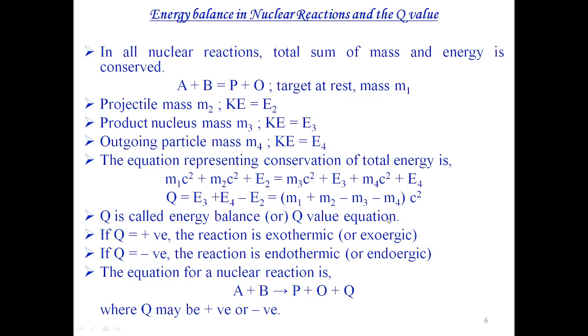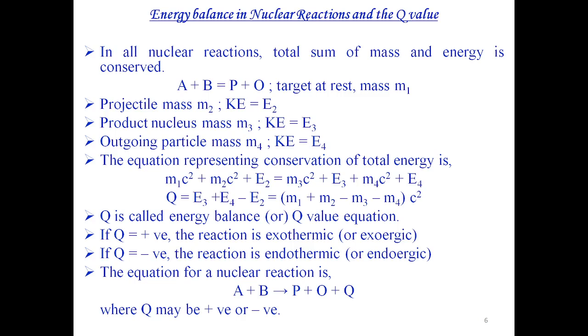So now let us discuss the energy balance in nuclear reactions and the Q value. In all nuclear reactions, the total sum of mass and energy is conserved. For example, let us consider a nuclear reaction as follows: A plus B equals P plus Q. Here the target is at rest and its mass is M1.